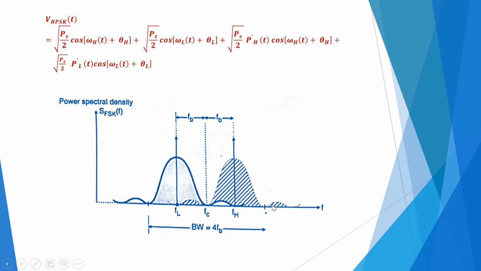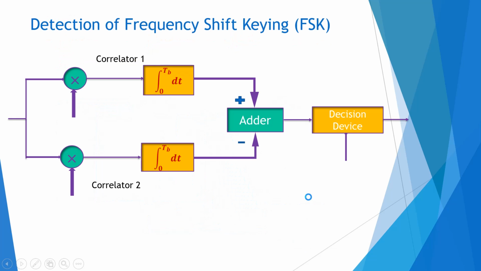The individual PSDs, or we can say the impulses, represent the first and second terms, and the third and fourth terms combined result in this frequency spectrum of FSK.